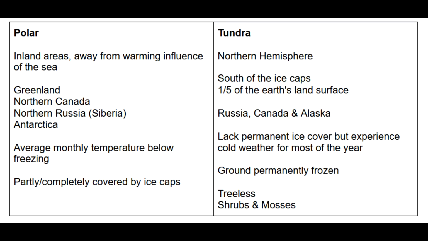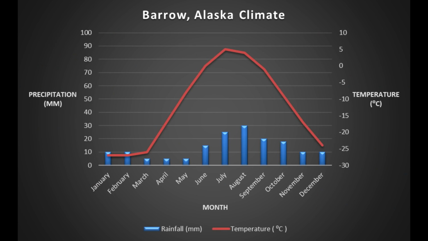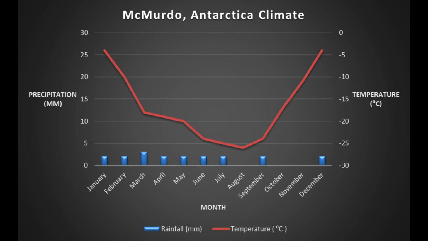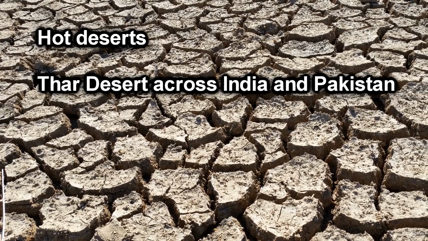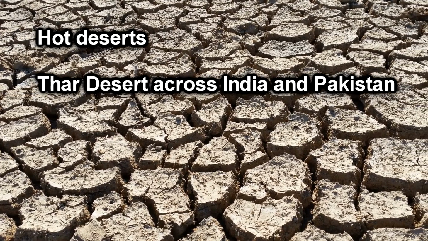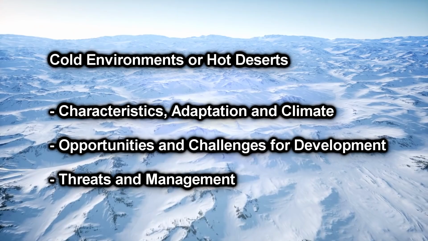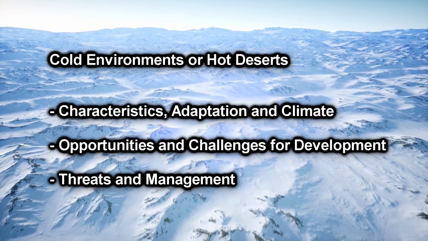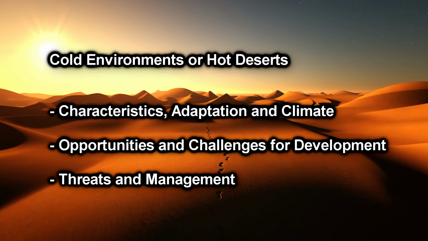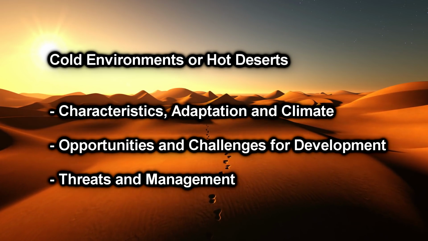You would have studied cold environments such as polar or tundra regions. Alaska is an example of a tundra region, whereas Antarctica is an example of a polar region. When looking at hot deserts, you should have studied a case study such as the Thar Desert across India and Pakistan. For both topics, you'll need to know the following: the main characteristics, adaptations and climate of the area.